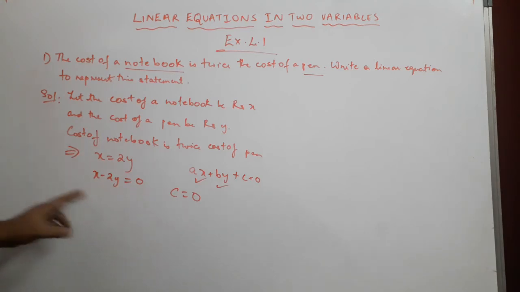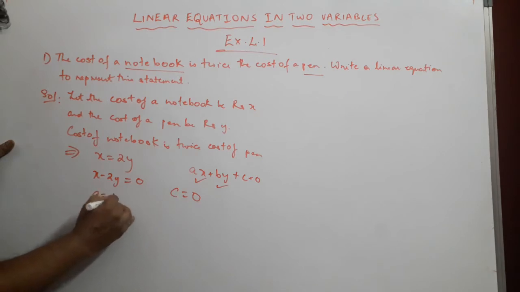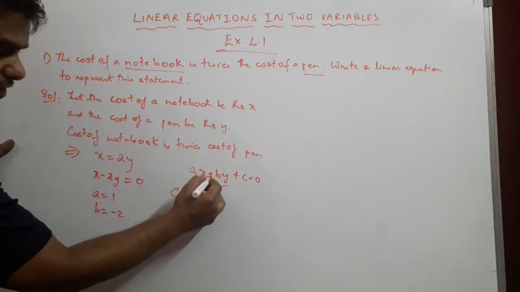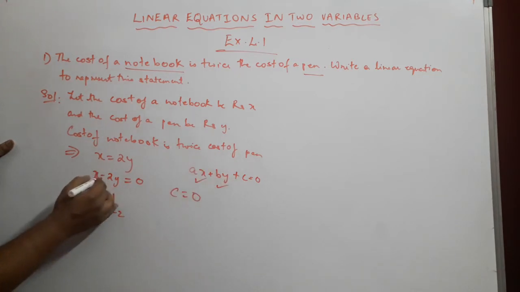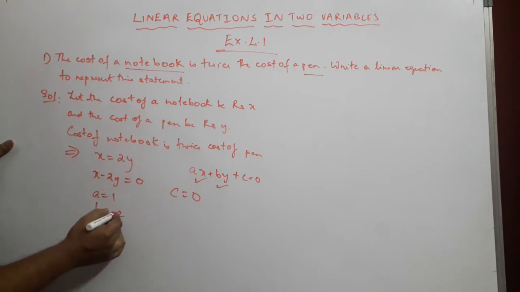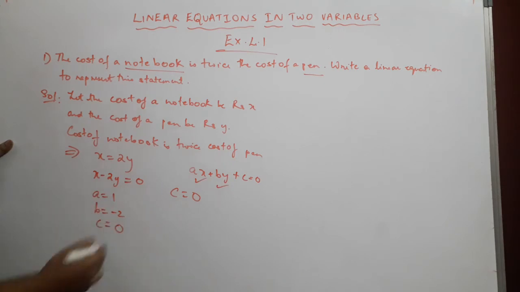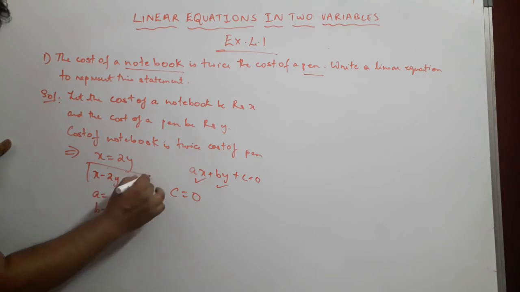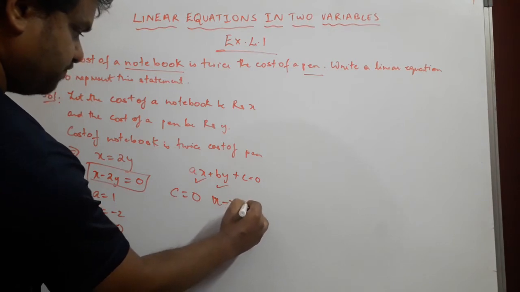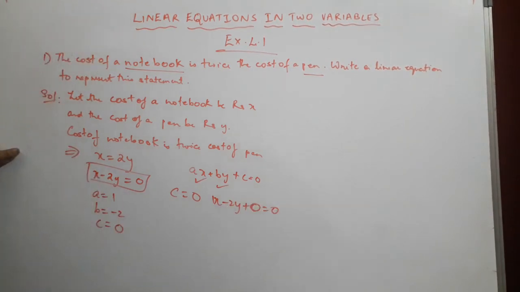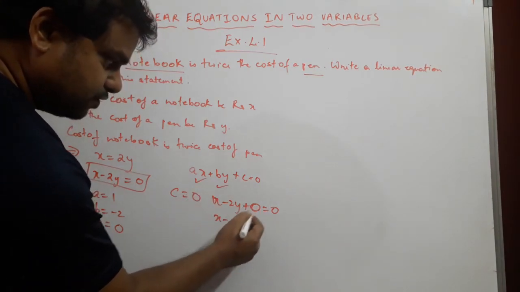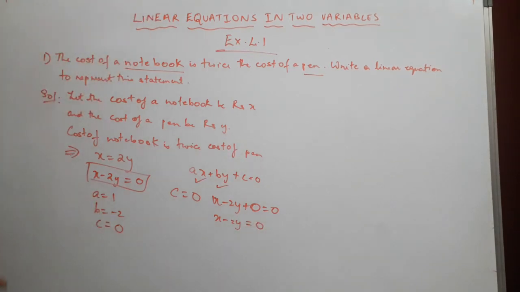So in other words, we can say the value of a is 1, and the value of b over here is minus 2, because over here we have it as plus by. When there is a minus, that means the coefficient of y has a minus sign, so b is minus 2, and c in this case will become 0. So if we equate this with the general form, this would be 1x minus 2y plus 0 equal to 0. We don't write 1x, we just write x, and we don't write plus 0. It's just as good as writing this.